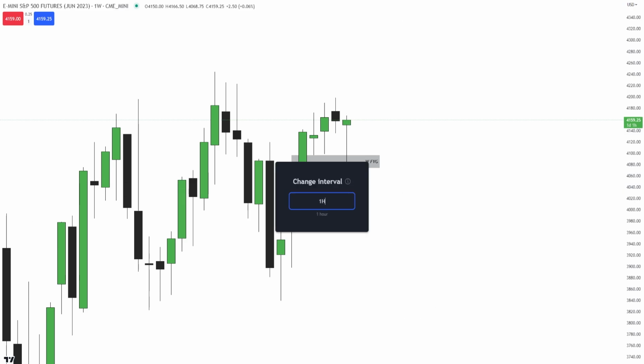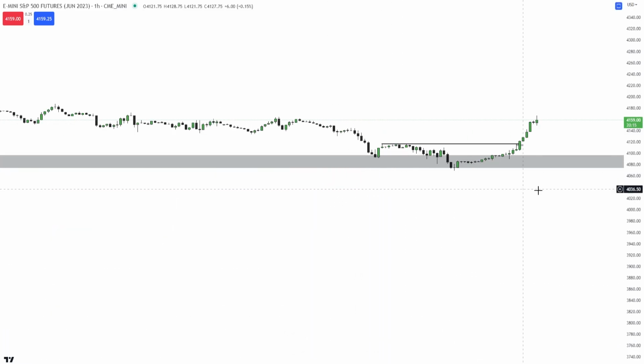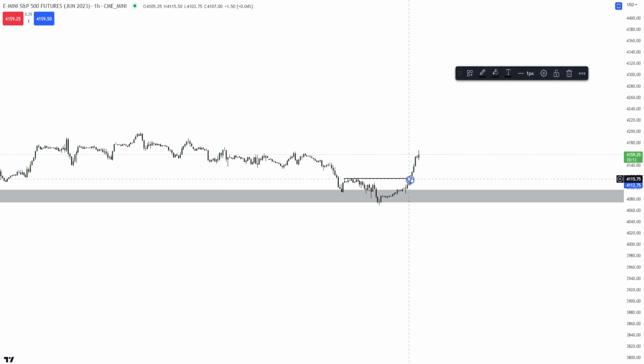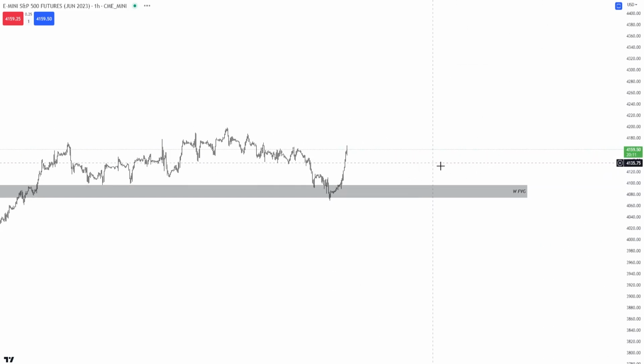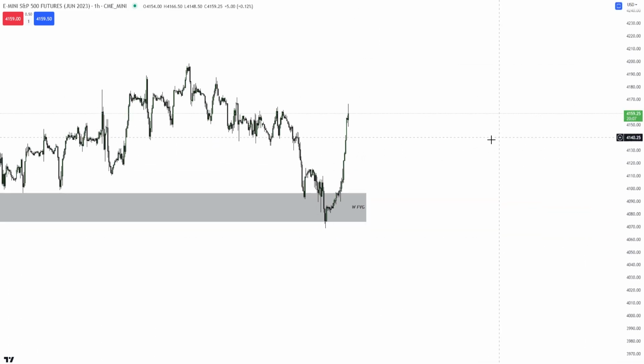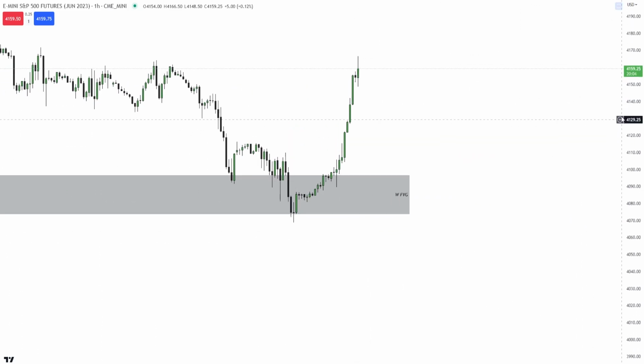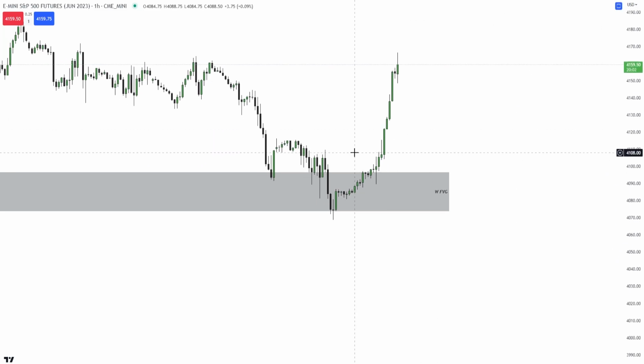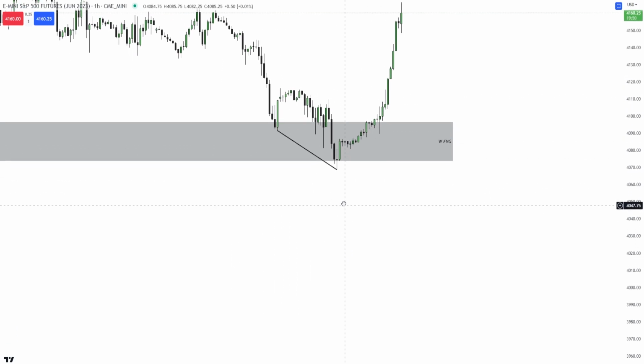So if we go into an hourly now, here's that weekly fair value gap drawn out in time and brought over here to the 1 hour time frame. So here's our weekly fair value gap. We can see here on ES, we make a low here, we get a pullback, and then we make a lower low here. So we have a lower low there.